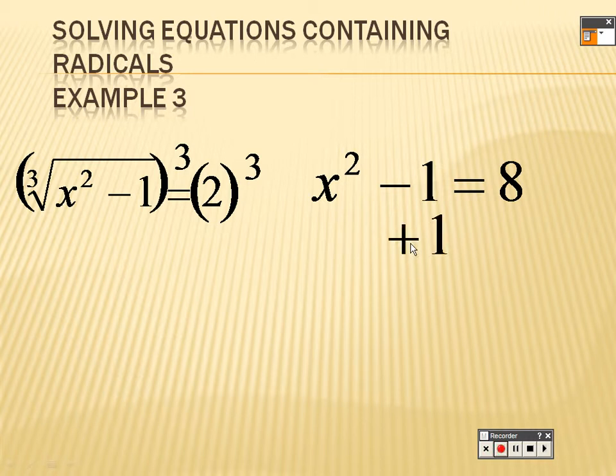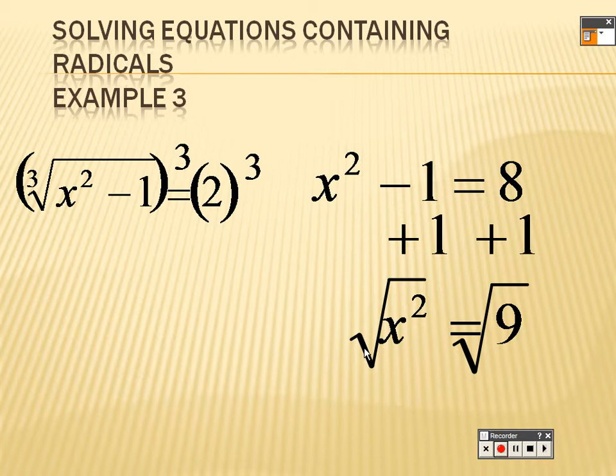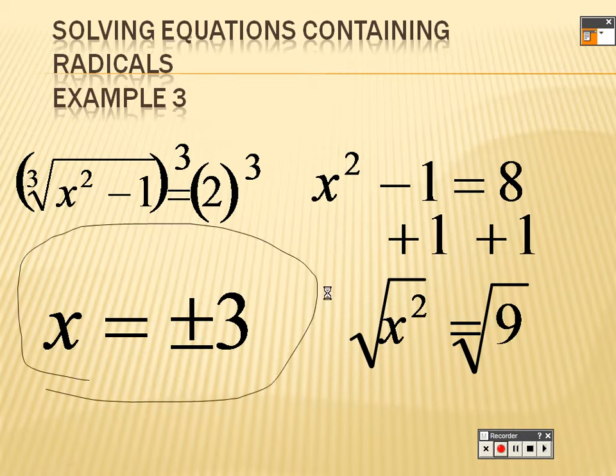So to solve this, I add 1 to both sides. So we got x squared equals 9. I square root both sides, and I get plus or minus 3. Because remember, whenever you square root something, there's 2 answers, a plus and a minus.